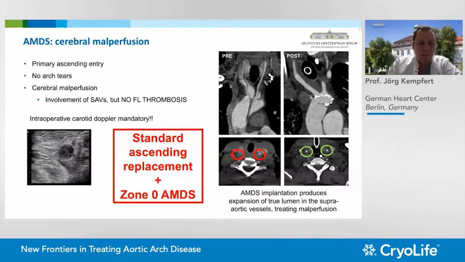Yes, there is a compression of the true lumen. However, there's no thrombosis in the false lumen. And in those cases, no additional procedures are required. Just do your standard open anastomosis with the AMDS stent, and everything is nicely going to open up.